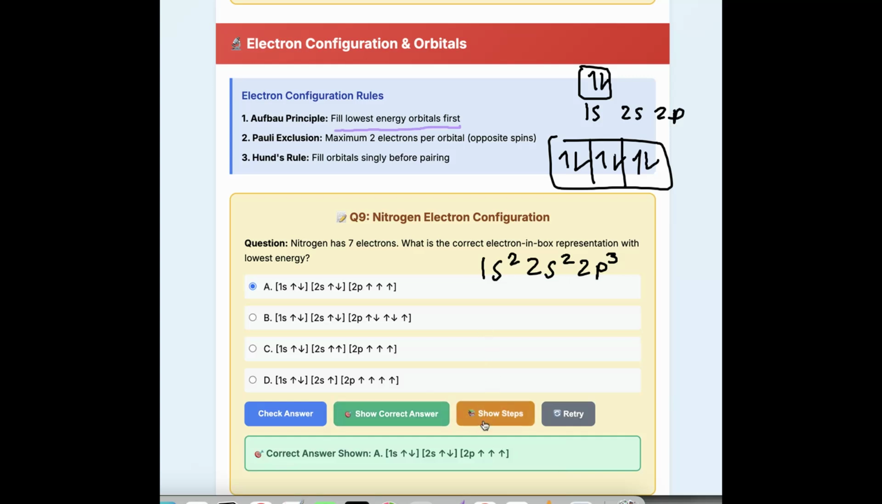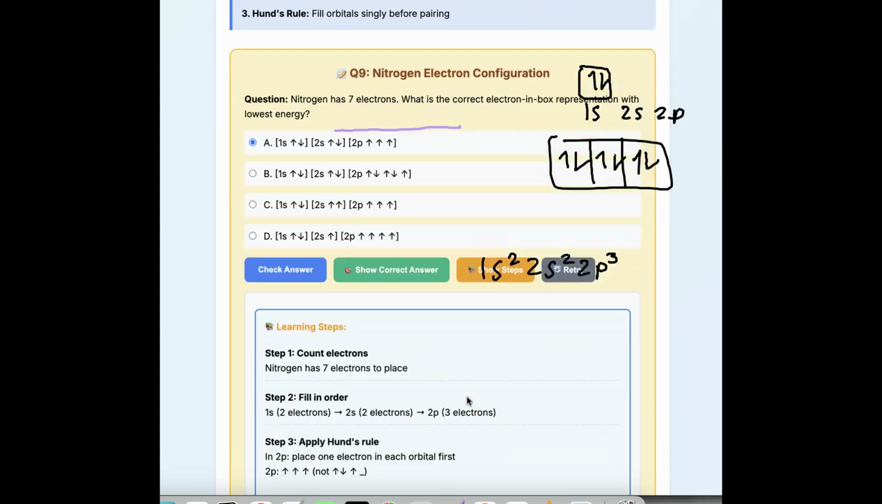So the explanation is telling us simply that nitrogen has 7 electrons to place. The first shell has 2 electrons. The second shell has 2 electrons in the 2s and 3 electrons in the 2p. So apply the rule. When you are placing the electrons, it will be 2 electrons in 1s and 2 electrons in 2s, and then you have the 2p.